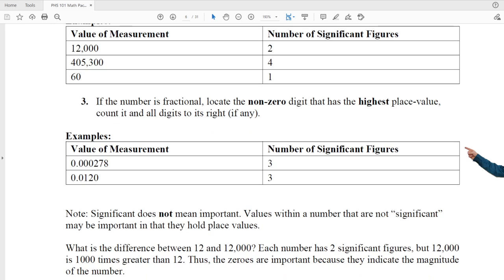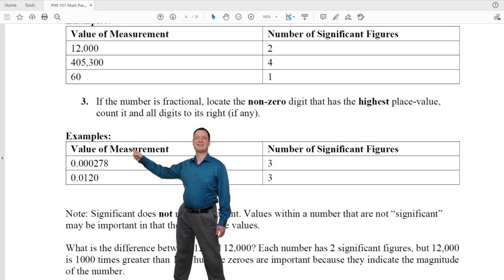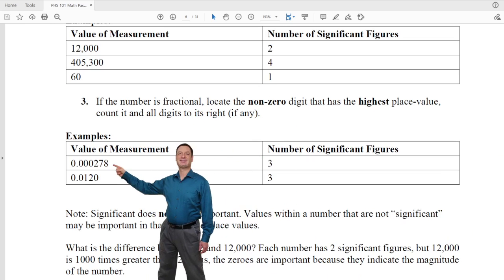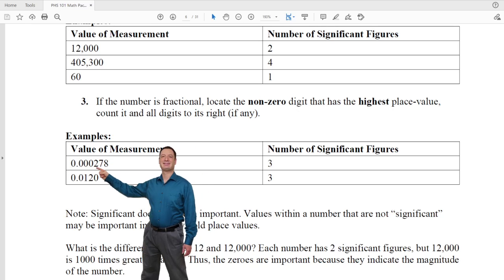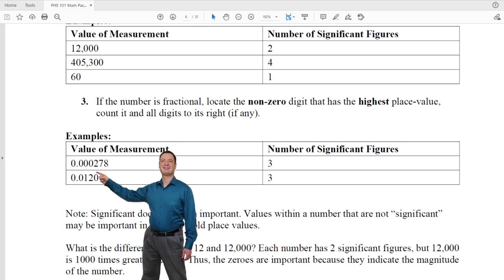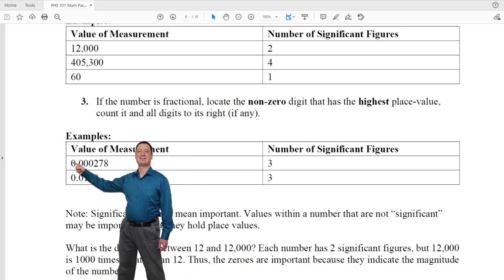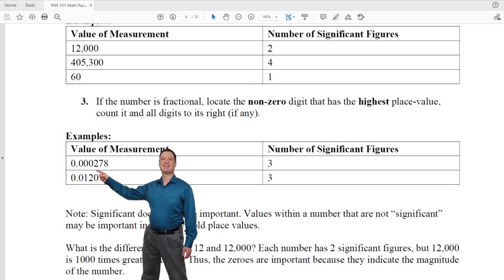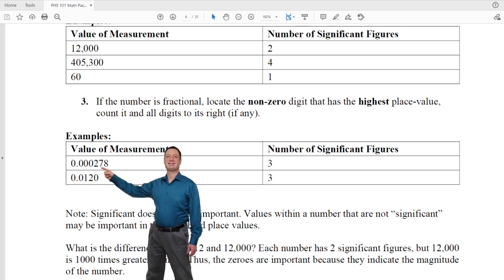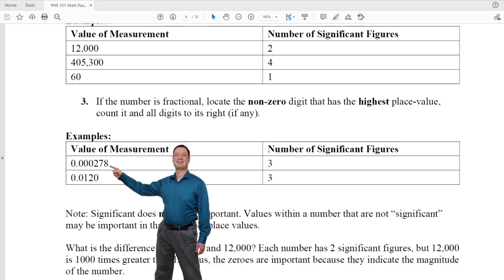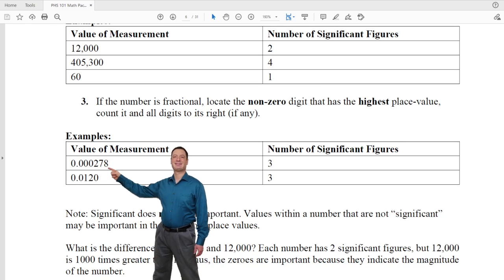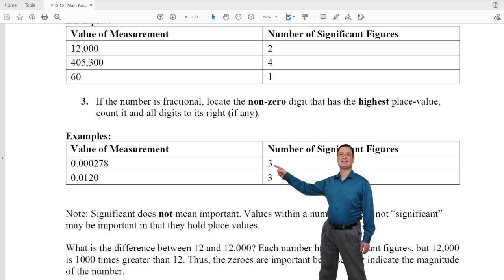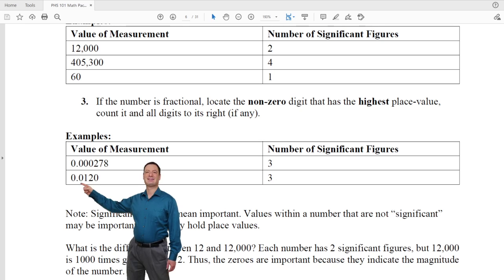Finally, the third rule here: if the number is fractional, so less than 1, locate the non-zero digit that has the highest place value and count it and all digits to the right, if any. So remember, this is the highest place value. The ones position, the tenths, hundredths, thousandths, ten-thousandths. Oh, look, there's a 2. 2, 7, 8. So we can see here that the number of significant digits is 1, 2, 3. So 3 significant figures.